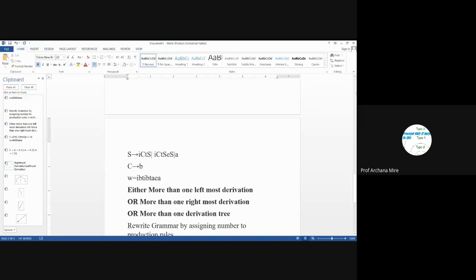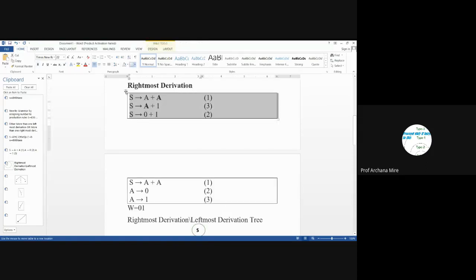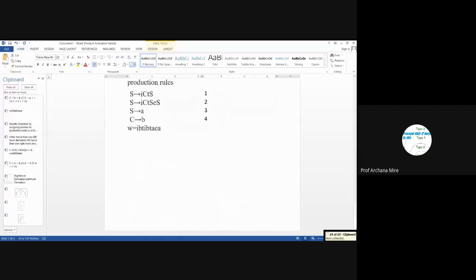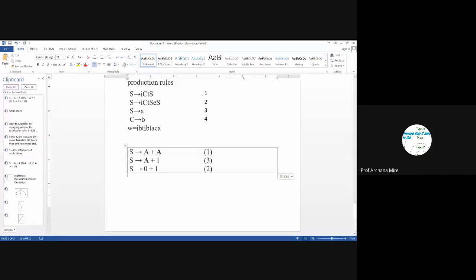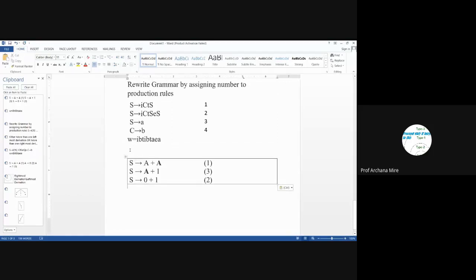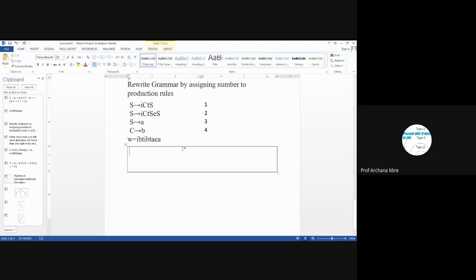So I will copy this table once again. Okay, so let's see here. I will once again empty this table because we need to find a different derivation. Now, very first, we are applying the leftmost derivation approach. So first, S leads to iCtS or S leads to iCtSeS. Out of these two production rules, we can apply any production rule. Let's apply the first production rule here. S leads to iCtS. That is production rule number 1.